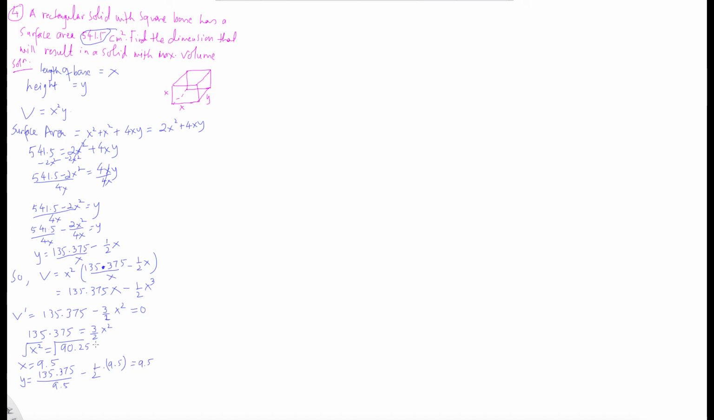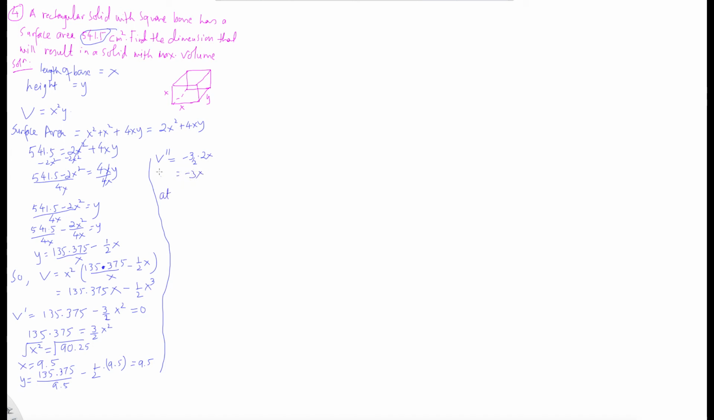Now what you want to do next is verify that these x and y values maximize v, right? To check whether it is a maximum or minimum, you find v double prime. So what is v double prime? We want to find the derivative of v prime, right? So this will be 0, and this will be negative 3/2 times 2x. If you cancel that, you will get negative 3x, right?